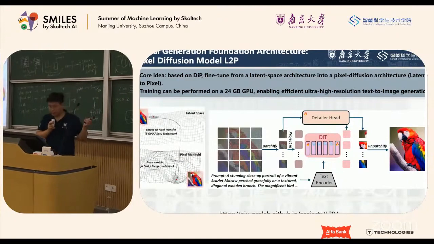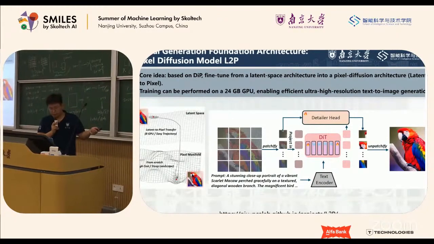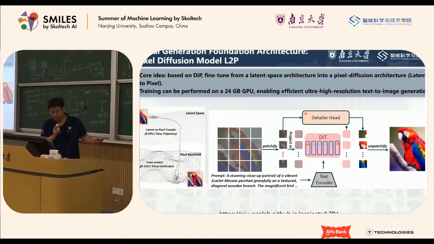And instead of training an ultra high resolution pixel model from scratch, which is very, very expensive, the architecture reuses the transformer backbone and adds a detail head, which is actually built on top of DIP. It aims to preserve semantic capability while gaining pixel level fidelity and practical training efficiency. And L2P can be trained on a 24 GB GPU and supports efficient ultra high resolution text to image generation.